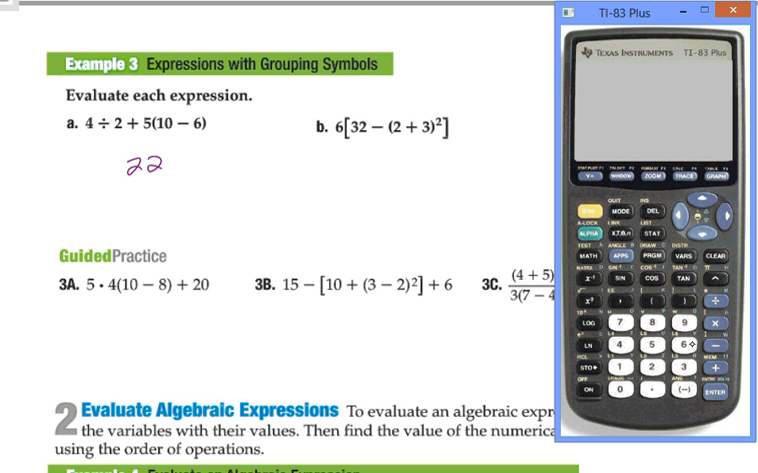So I'm going to hit 6. I have to hit that second button, 32 minus, and then again just the parenthesis, 2 plus 3. I'm going to square that. I'm going to close the bracket. Even though it doesn't look the same, I'm going to hit enter, and it does give me brackets around that, which tells me it's a solution set, which we'll talk about in a later section, but 42 is the answer on that one.